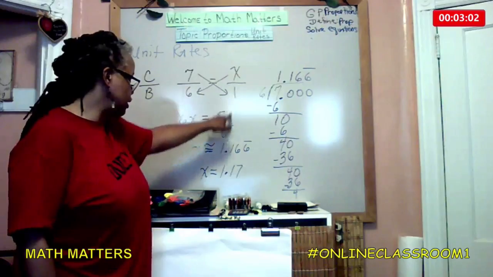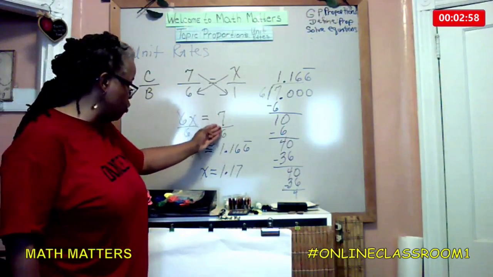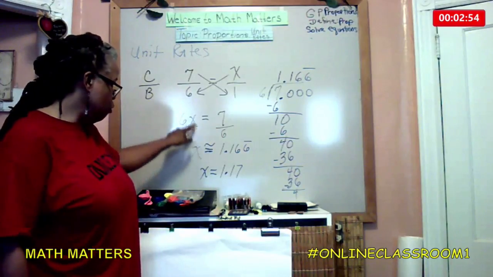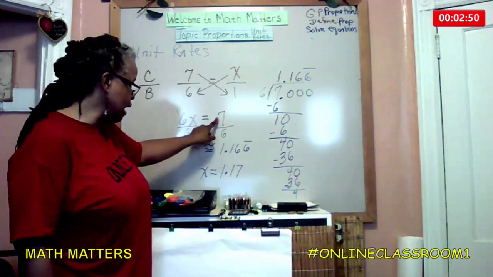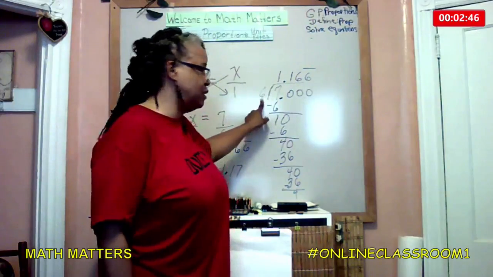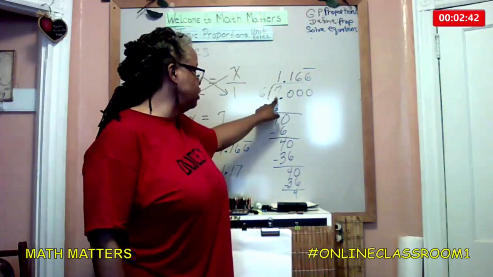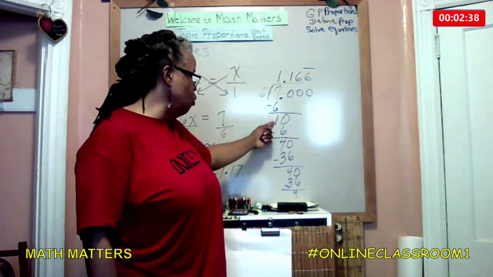Now, when we cross multiply, in order to solve this problem, we came down with 6x is equal to 7. We divide by 6 on both sides so that we can solve for x all by itself. We brought the x down, is equal to 7 divided by 6. And over here we did 7 divided by 6. When we divided, 6 goes into 7. 1 times 6 is 6.